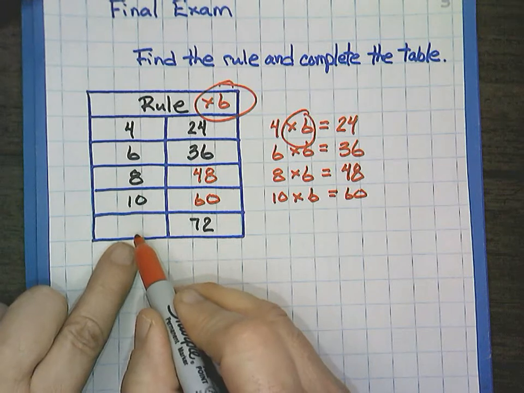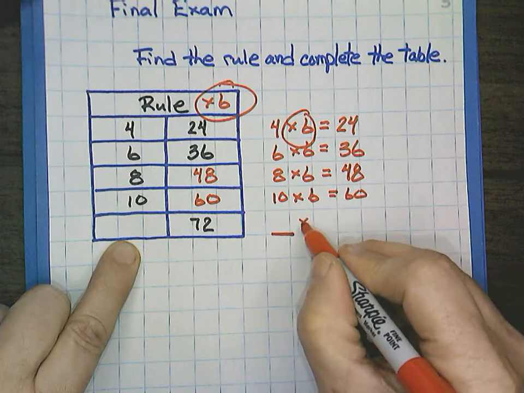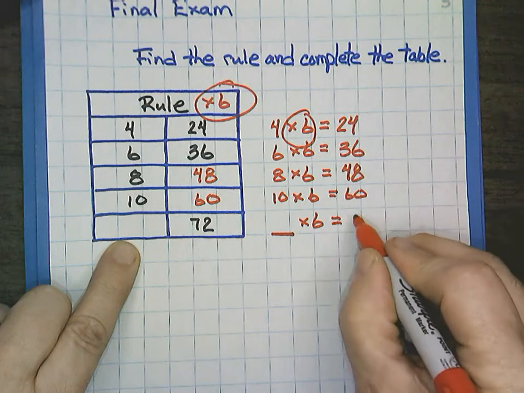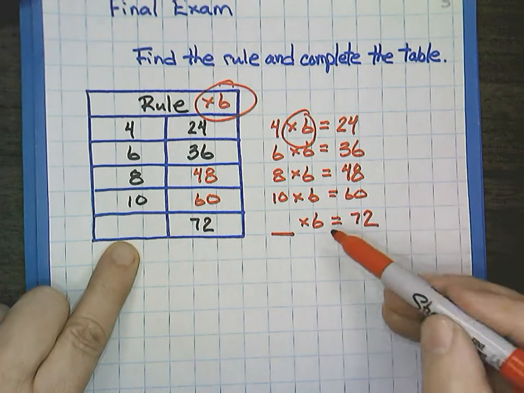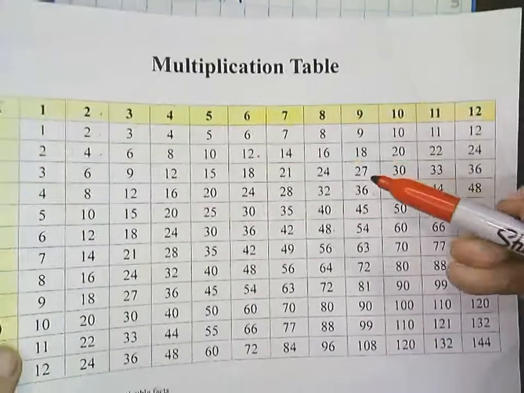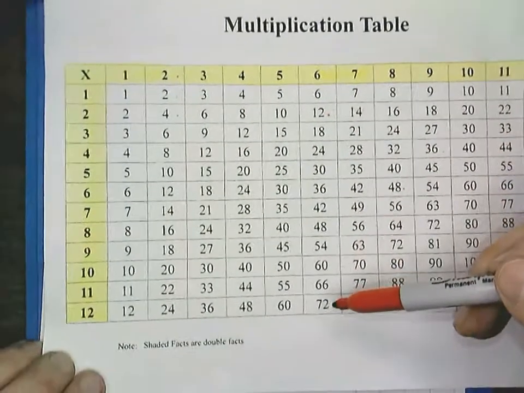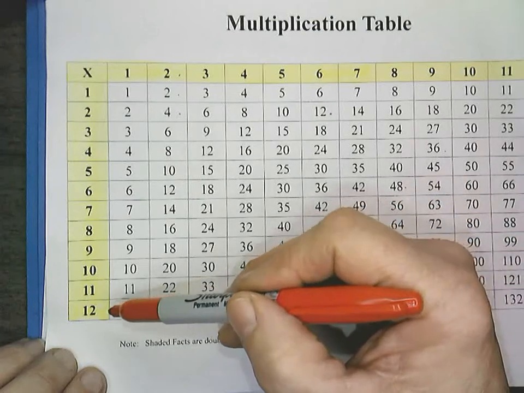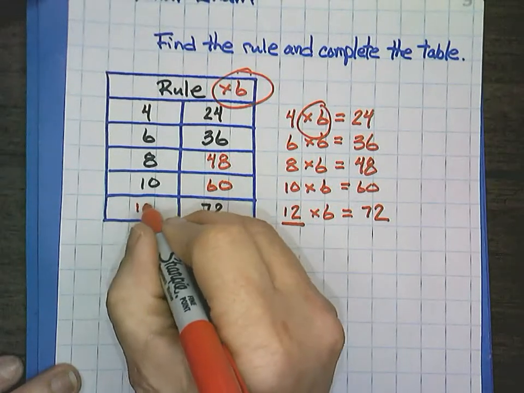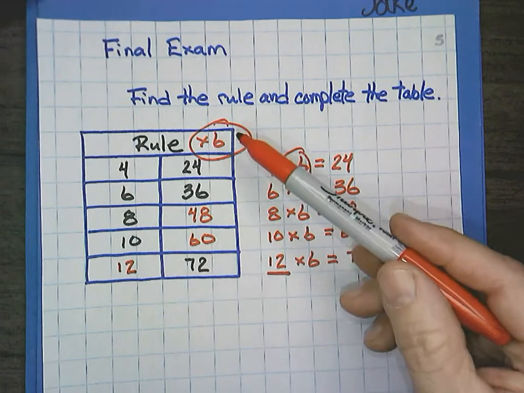And here I do not have my first factor, so I can write this equation as blank times 6 because that's my rule. And I do know what my product is, 72. I can use my knowledge of multiplication. I'm going to show you this on a multiplication chart. Here's 6. And if you look way down here, here's 72. So that would be 6 times 12. And so that would be the way to complete the table and define the rule.